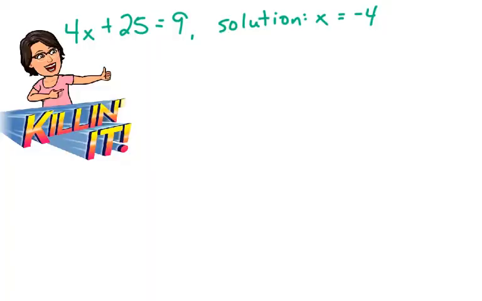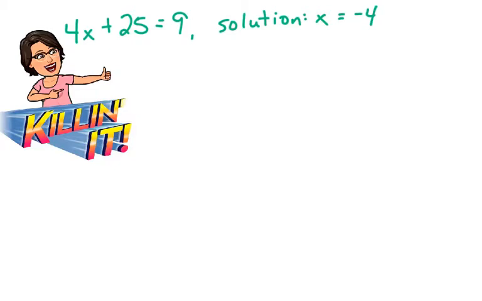So this one we're going to try the same kind of thing. This time they're telling us that x equals -4. So you're going to pause the video, and I want you to go ahead and replace the x with -4 and see if the equation 4x plus 25 equals 9. Pause the video.